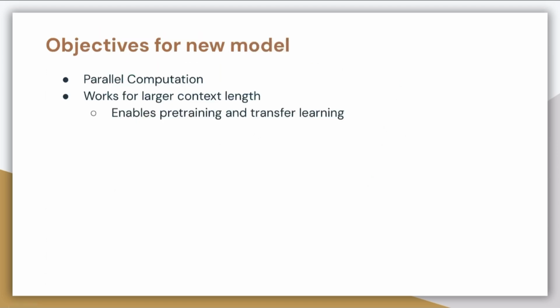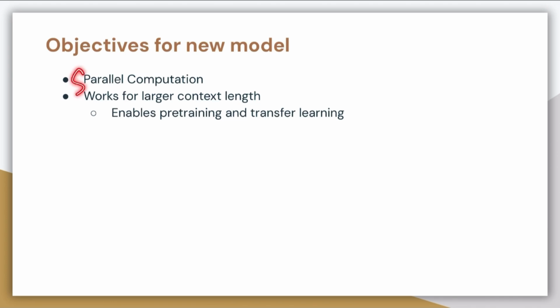Okay, so now we have these challenges. We need to create a new model to solve those problems. So the first thing is we need to be able to capture large context length. At the same time, the computation should not be sequential. We should be able to do parallel computation, so that any number of words or paragraphs you provide, everything should be processed in parallel. So it can be scaled easily.